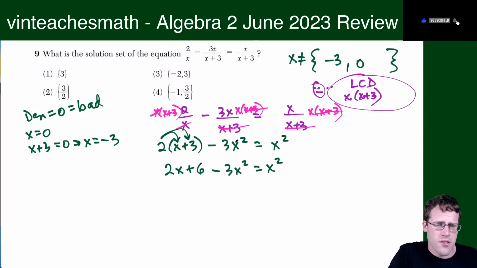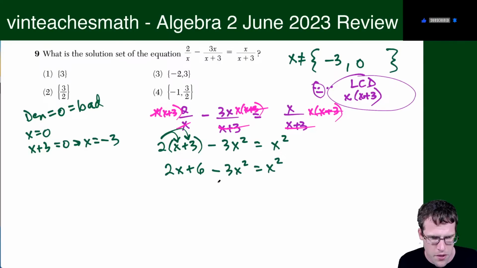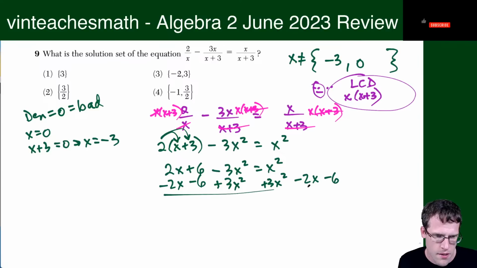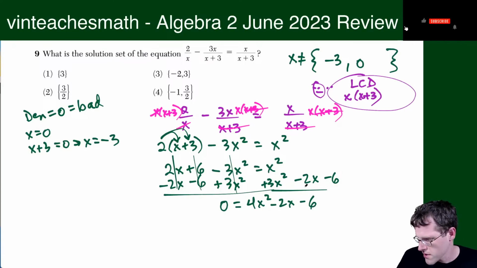So now solve this equation. You just now combine stuff here, combine like terms. So I could subtract the x squared over, or I could move everything from here to the other side. So go plus 3x squared on both sides, go minus 2x on both sides, and go minus 6 on both sides. So see you later, see you later, see you later. 0 equals 4x squared minus 2x minus 6.